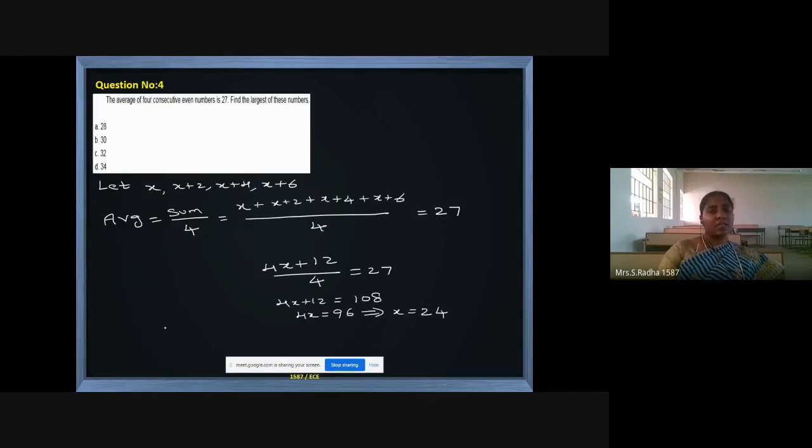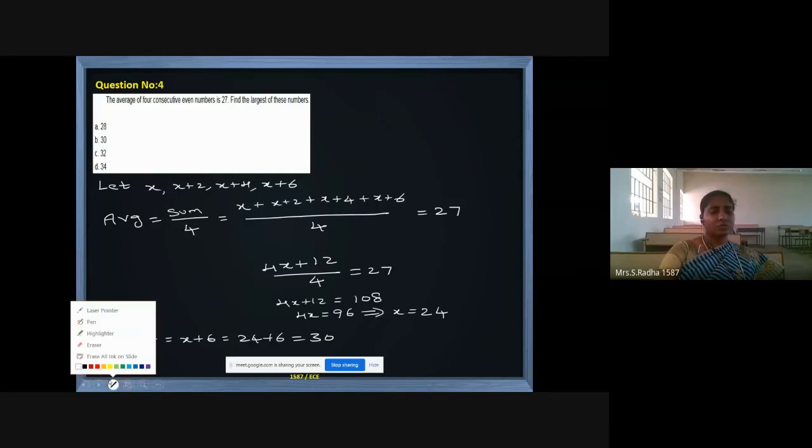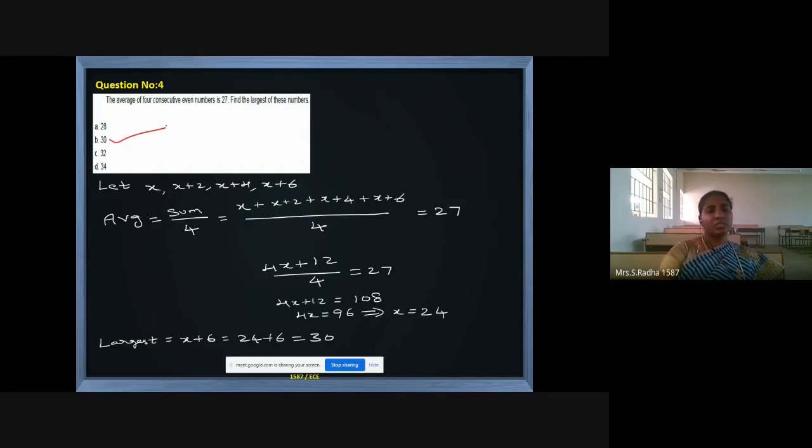They are asking for the largest of these 4 numbers, which we have taken as x plus 6. So 24 plus 6, the answer is 30. The least number is x, and the largest number is x plus 6, as we assumed the 4 numbers like this. So the answer for this question is 30.